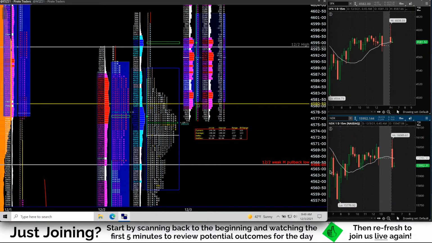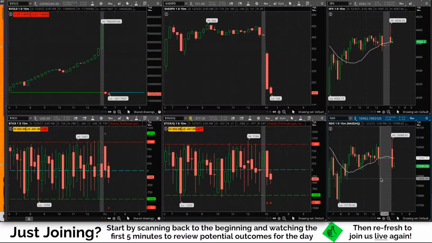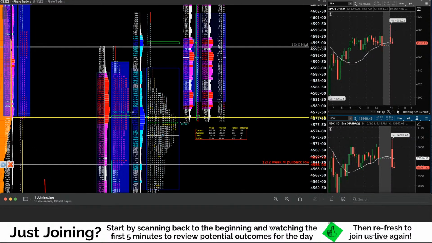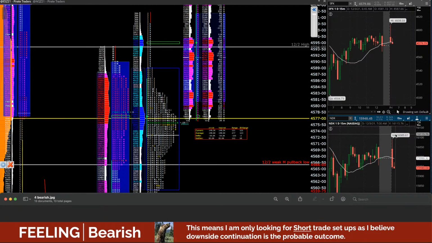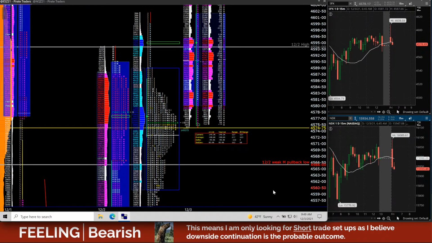All right, more resistance. Bearish. Yep, ticks trending down. The bears have it for the moment. So the first reference to repair is going to be that weak M pullback low at 45.66.